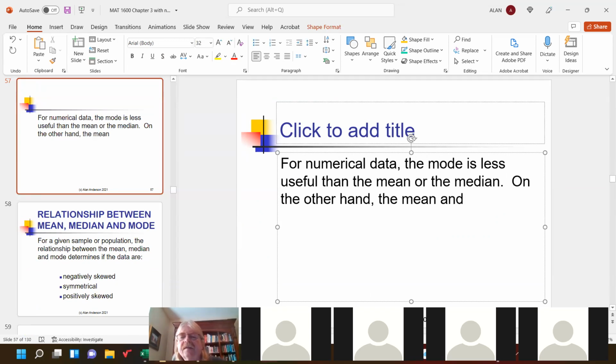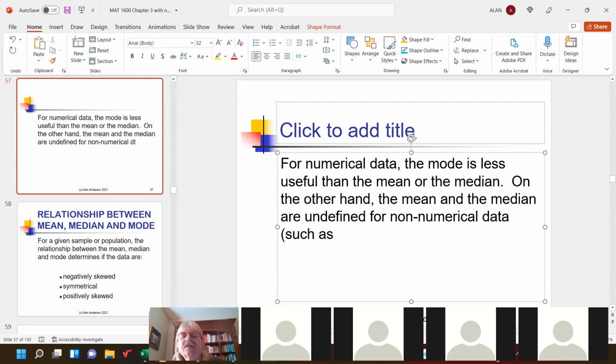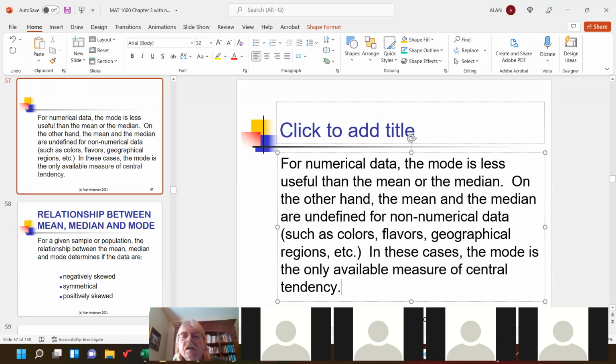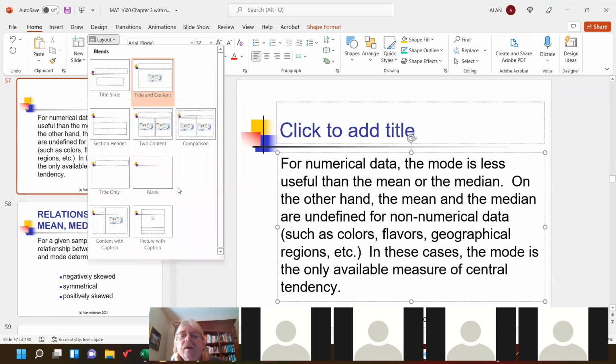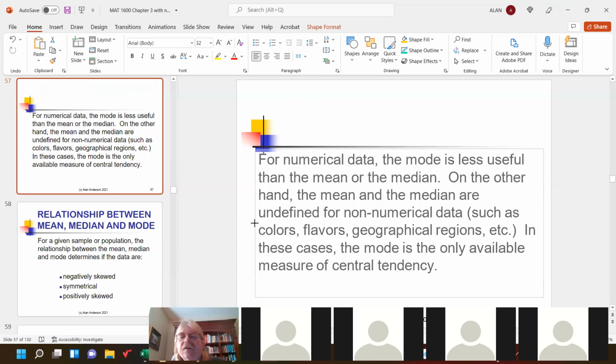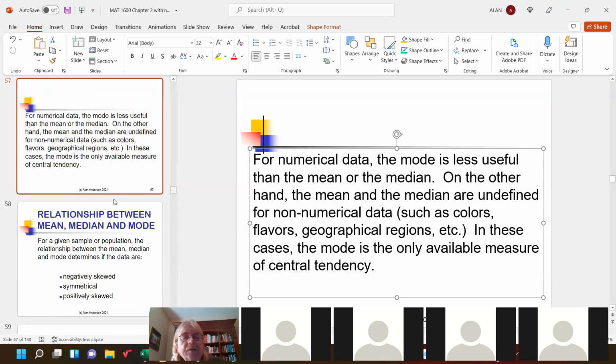The mean and the median are undefined for non-numerical data, such as colors, flavors, geographical regions, etc. In these cases, the mode is the only available measure of central tendency. So in other words, this is where it really comes in handy, not with numerical data, which is what we've been working with, but for non-numerical data, where we might be trying to figure out, for example, people's favorite color.